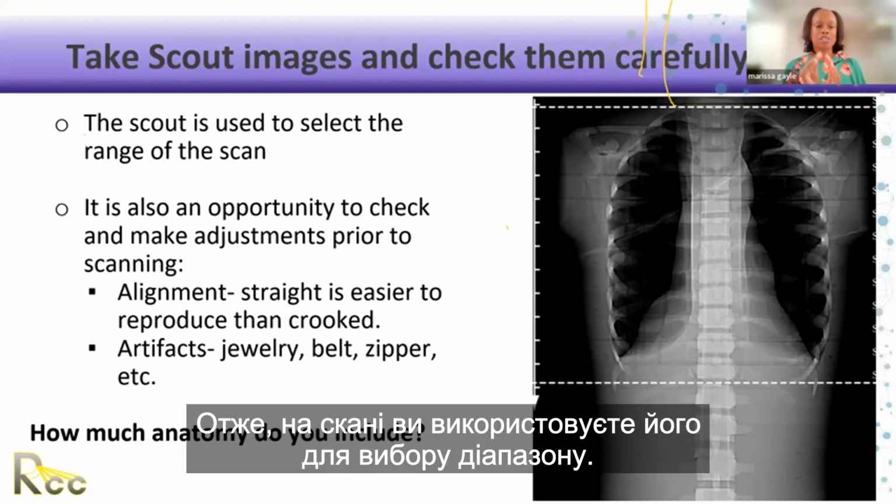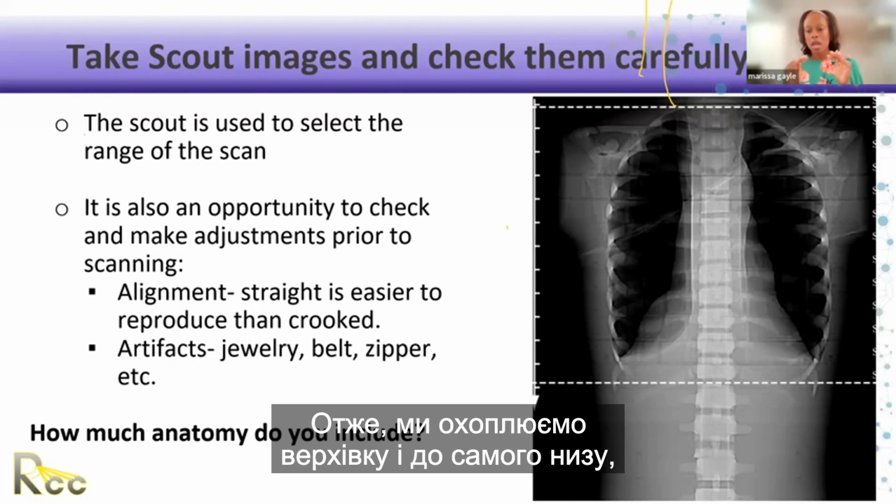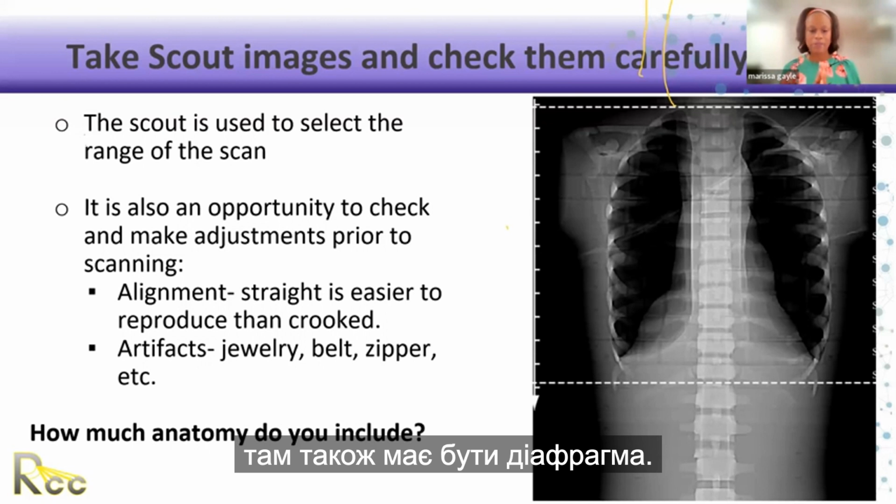So on a scout, you use it to select the range. On this scout, we're probably doing a lung, so we encompass the apex and to the bottom. We should have also had the diaphragm in there.